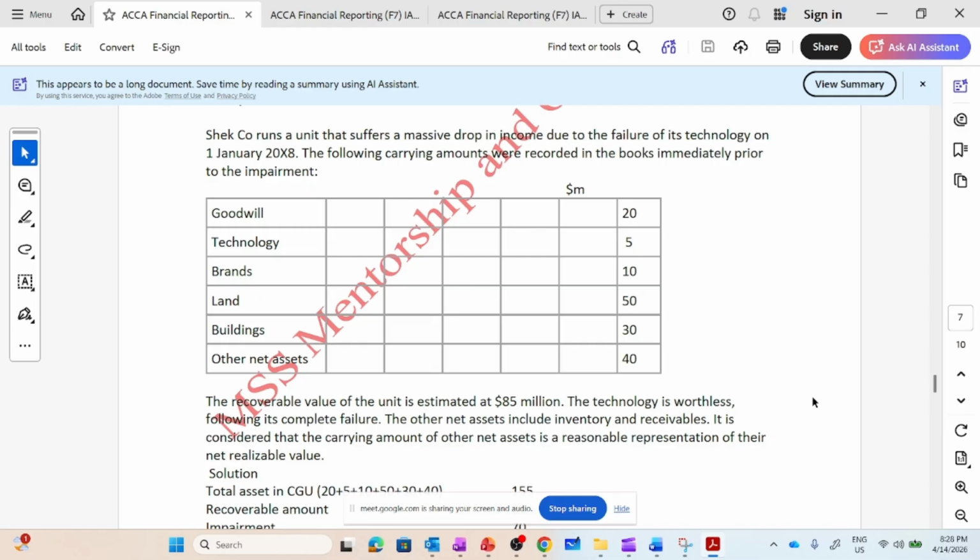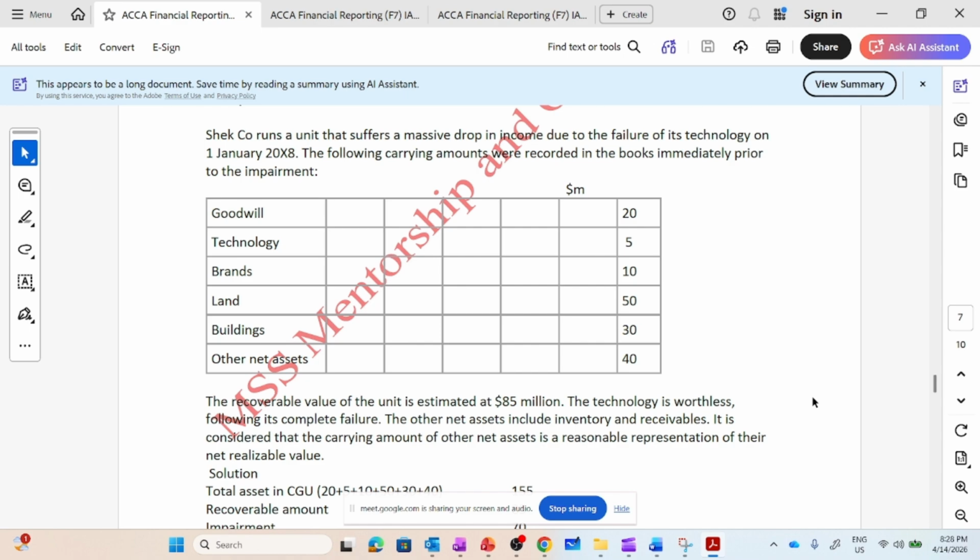But we are going to read the question before. Firstly, what will come to our mind, we need to take off the goodwill. So out of the 70, we are going to allocate 20 to the goodwill, which is clear. Then we need to read further to know how we are going to do the further allocation. The technology is worthless. It means we don't have any benefit that we can achieve from this technology anymore following its complete failure.